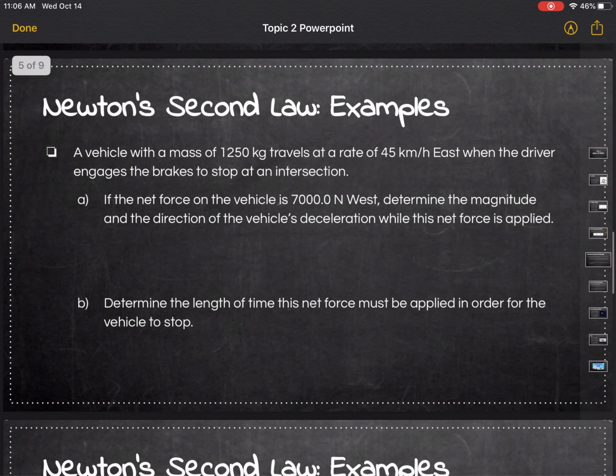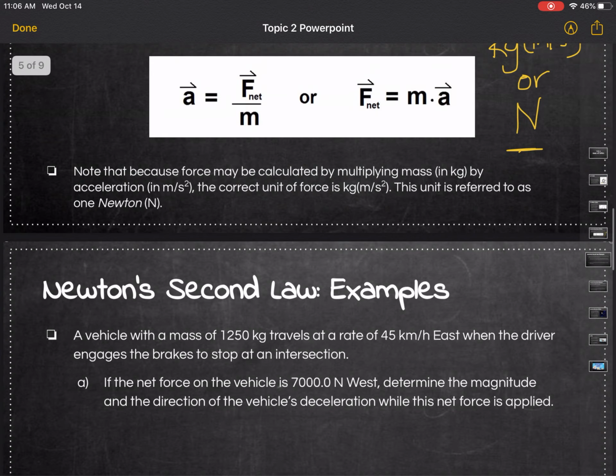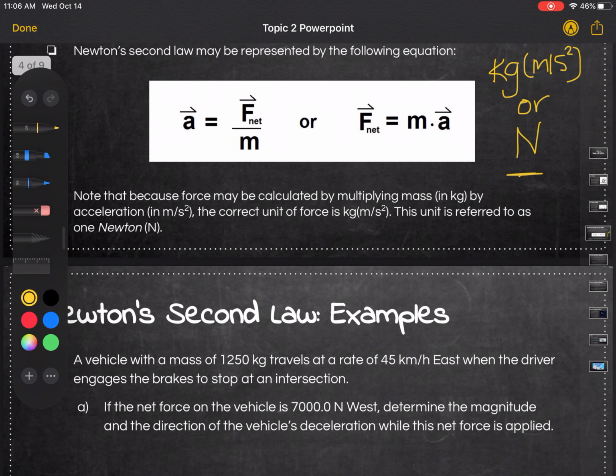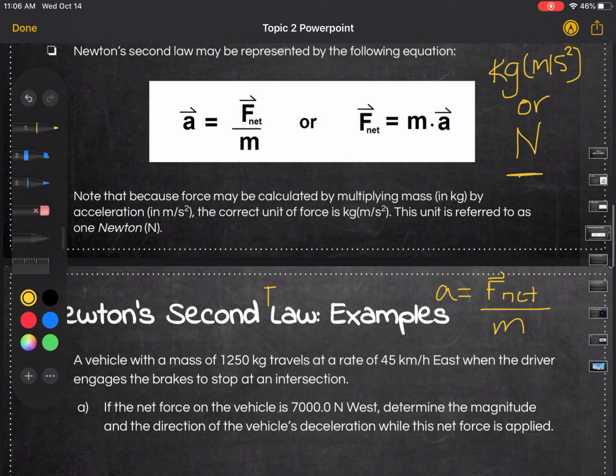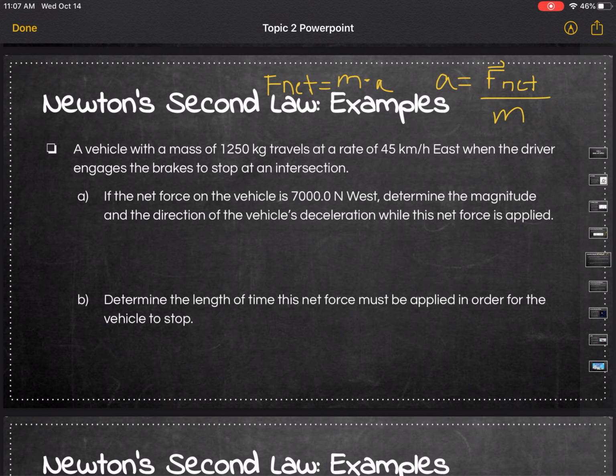Okay? So let's try an example of this. I'm just going to write down the formula that it gives us at the very top of this slide, just so that we can remember it when we're doing these questions. So we've got F net is equal to M times A. So let's try these questions.